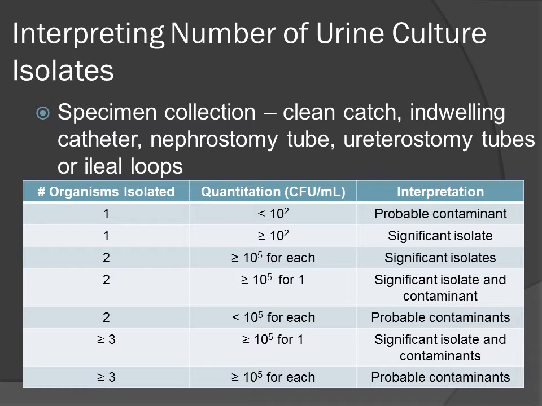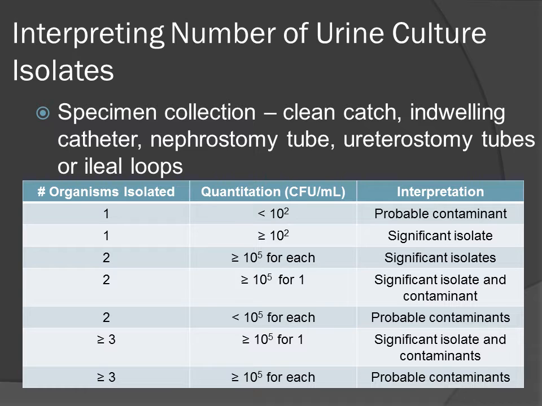When you have a specimen collection that was a clean catch from an indwelling catheter, a nephrostomy tube, or other types of tubes or devices, you want to take a look again at the number of organisms isolated versus the amount of growth. So if you've isolated one organism and it's less than 100, it's probably a contaminant. One organism and greater than or equal to 100, it's probably a significant isolate. Two organisms greater than 100,000 for each, significant isolates. Two organisms and greater than 100,000 for just one, it's likely an isolate and a contaminant.